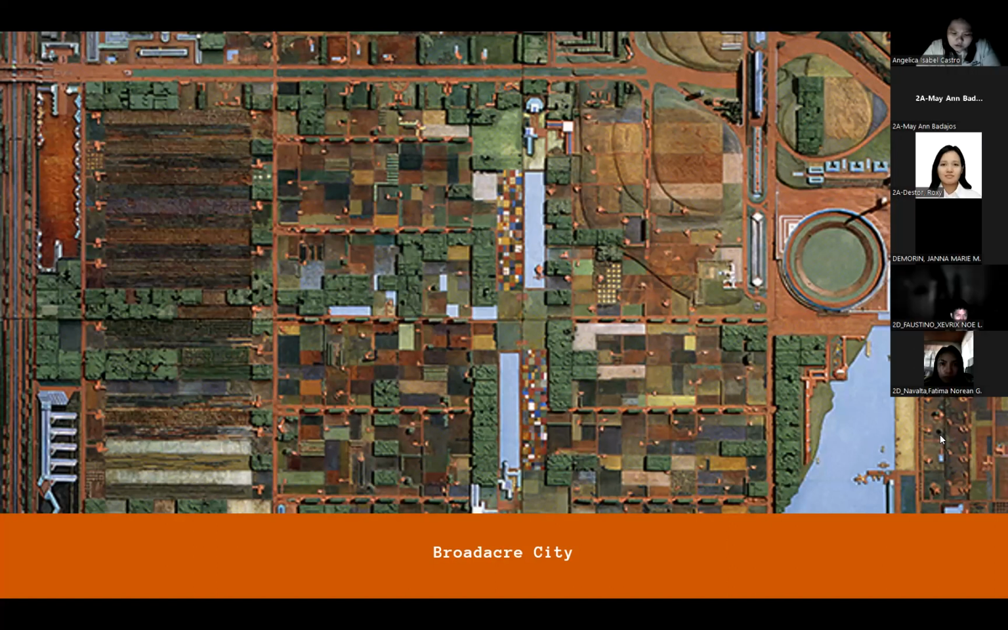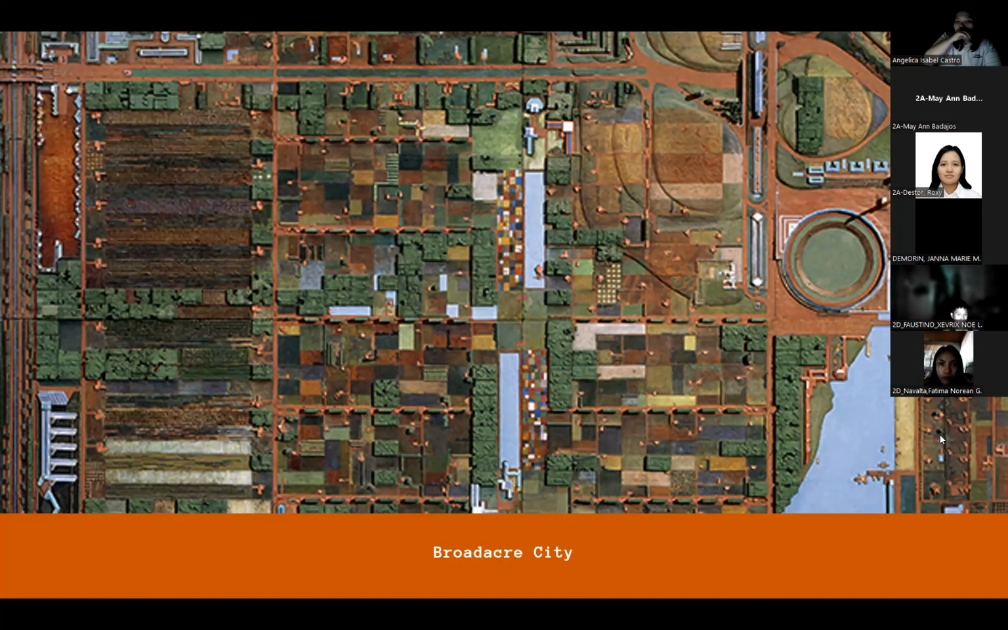Anyway, so Broadacre City anticipates the urban context na mangyayari in the future. So he proposed this idea in the book, The Disappearing City in 1932. The Broadacre City is an alternative for the high-density metropolitan city.